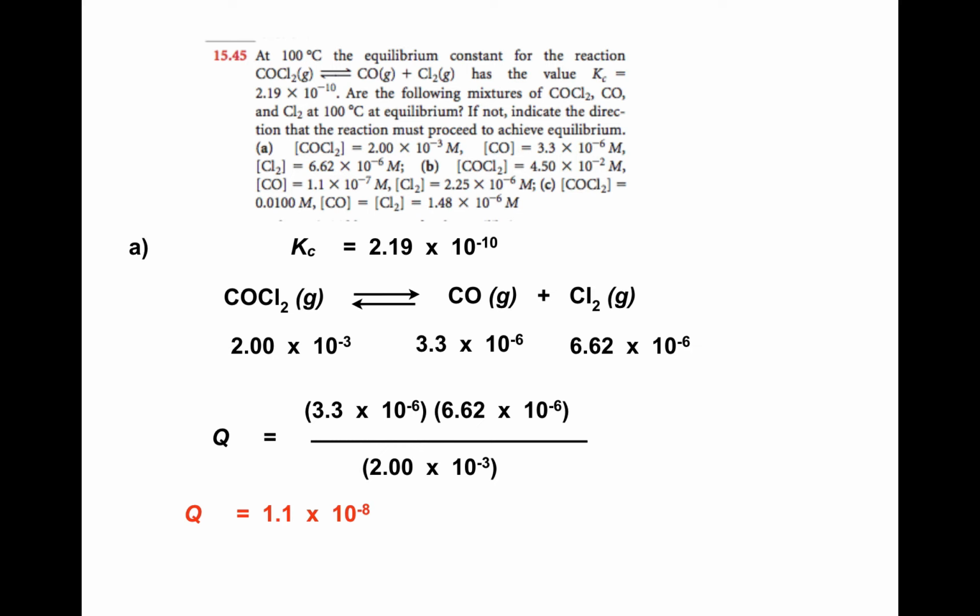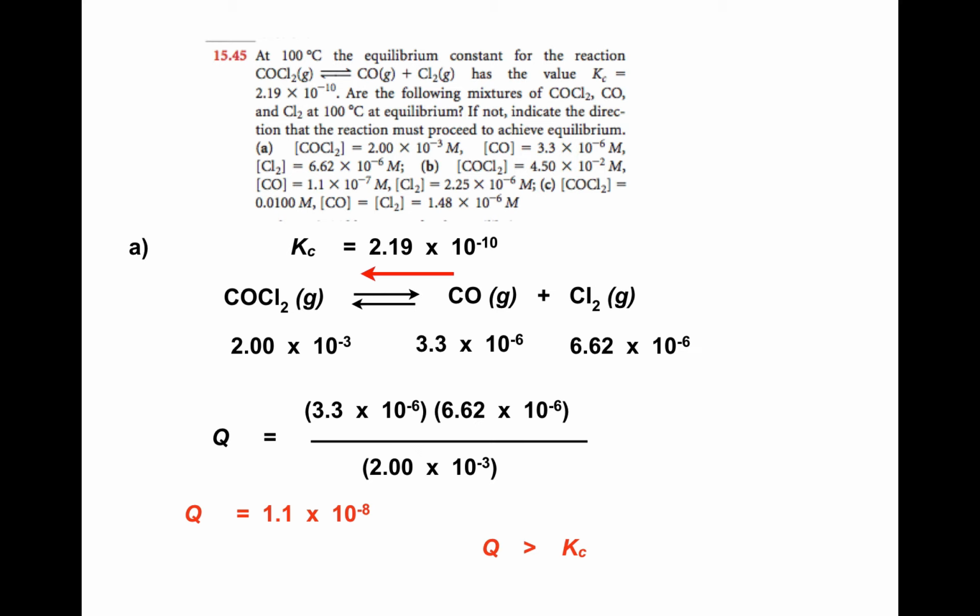If Q is bigger than K, which is the case here, this means you have too high a product concentration and too small a reactant concentration. You've gone too far forward. This reaction has to shift backwards in order to get to equilibrium concentrations. So I've got to lower that 3.3 times 10 to the minus 6 and that 6.62 times 10 to the minus 6 concentration and raise the concentration of the reactants in order to get to equilibrium concentrations.